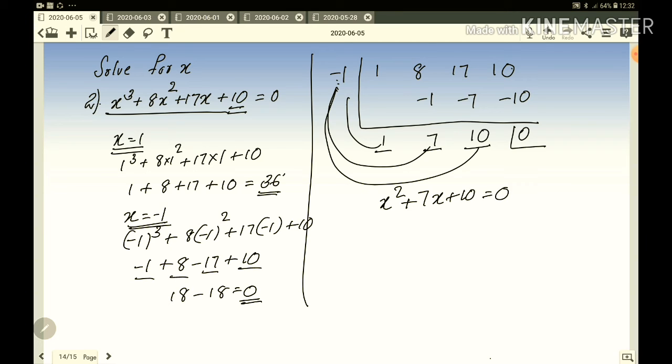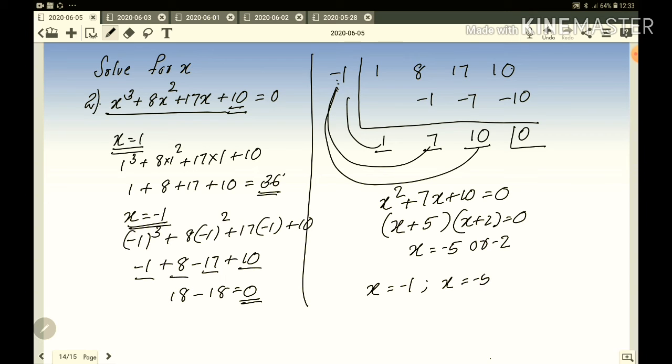So the next two x values are hiding here. I can factorize this one very easily: x plus 5, then x plus 2 is equal to 0, isn't it? Yeah. So what are the x values here? Minus 5 or minus 2, we got it. So altogether I'm going to write the 3 of them. x is equal to minus 1, that I got in the beginning, then x is equal to minus 5 or x is equal to minus 2. This is how we are solving a cubic.